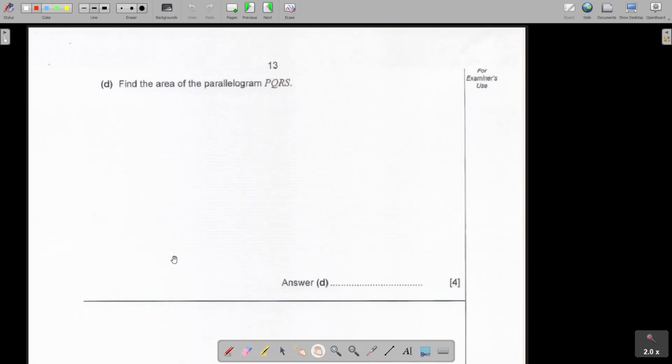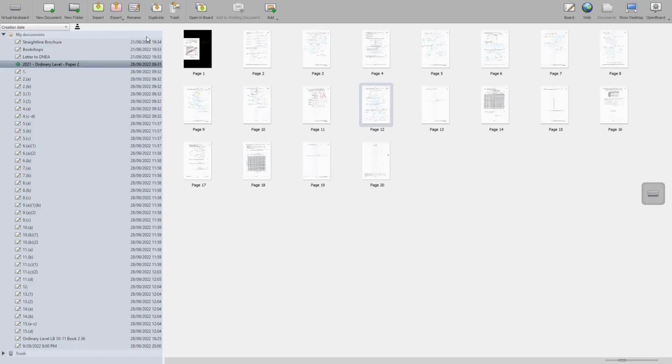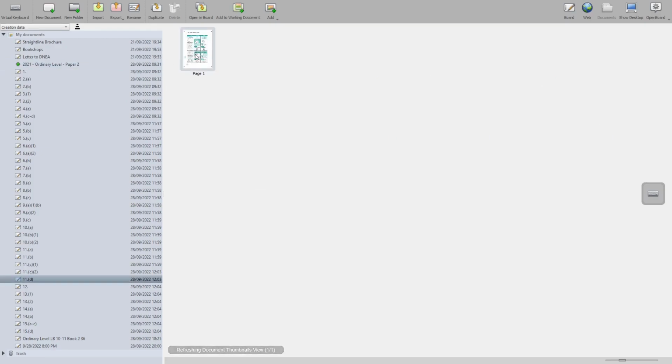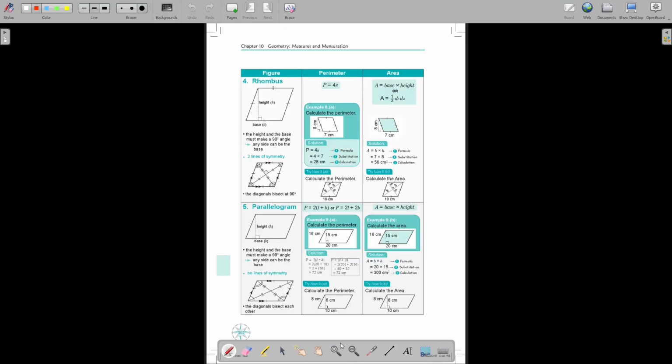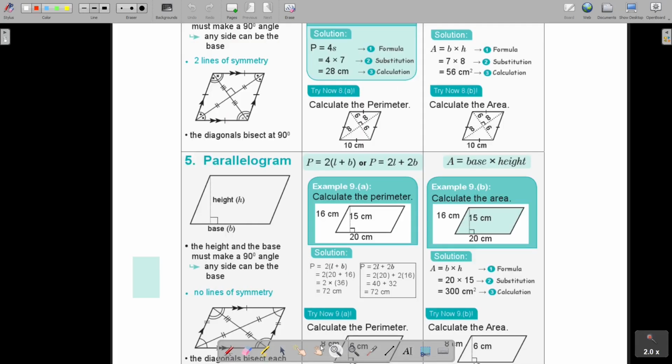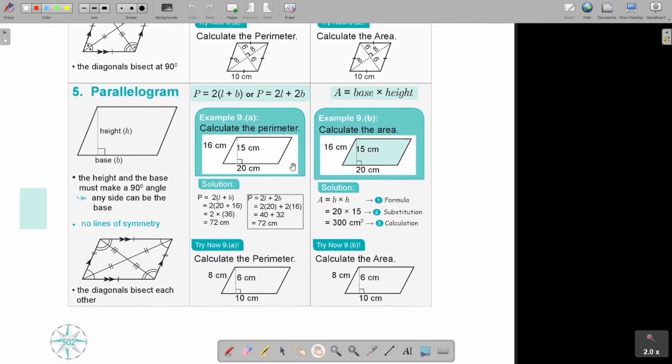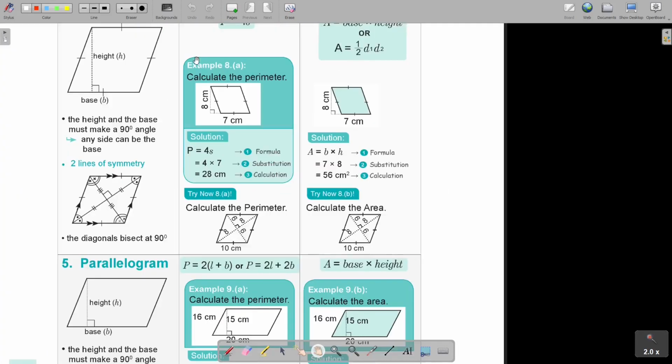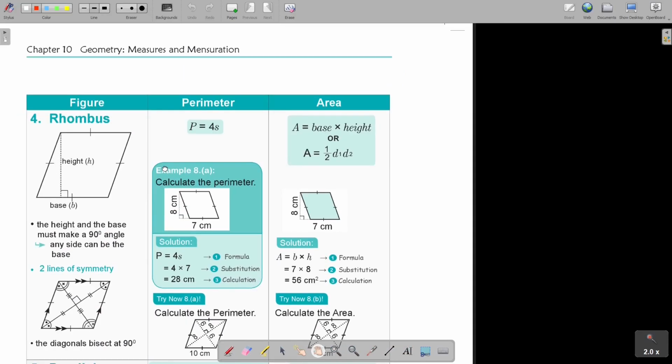On this question, okay, find the area of the parallelogram. Now remember, I want to just take you to the formula for the area of a parallelogram. I'm going to show you, it's in the textbook, it's part 2, and it's question 11D. There it is. Okay, there is the formula of a parallelogram. Do you see? It's base times height. It's page 502. It's in part 2, book 2, in measures and measuration.